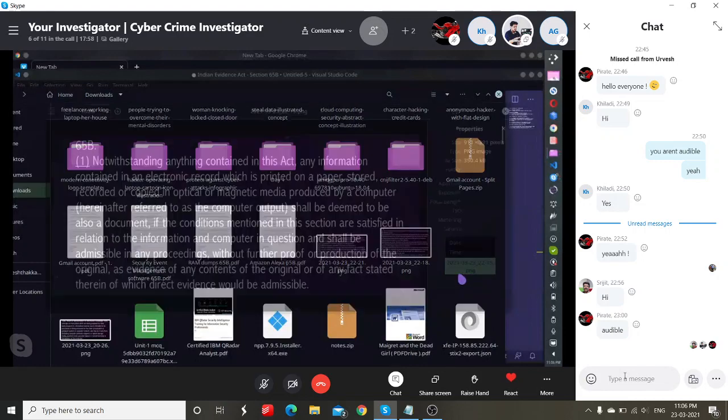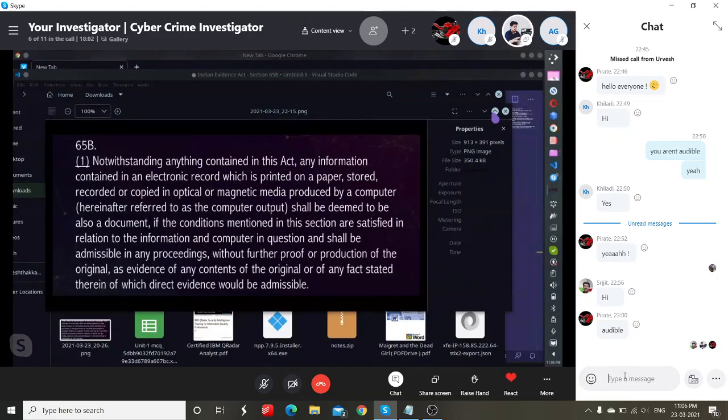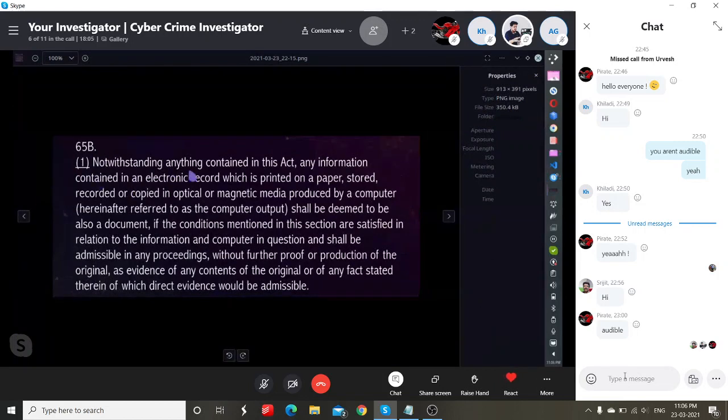Okay. So section 65B of the Indian Evidence Act, sub clause 1. Any information contained in an electronic record, which is printed on paper, stored, recorded or copied in an optical or magnetic media produced by a computer, shall be deemed to be also a document if the conditions mentioned in this section are satisfied in relation to the information and computer in question, and shall be admissible in any proceedings without further proof or production of the original, as evidence of any contents of the original or of any fact stated therein of which direct evidence would be admissible.